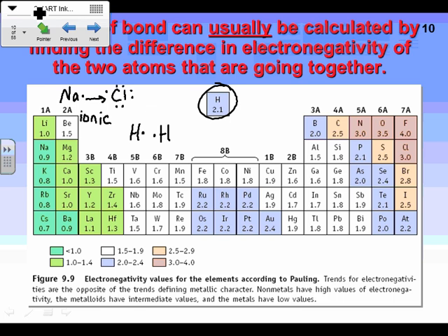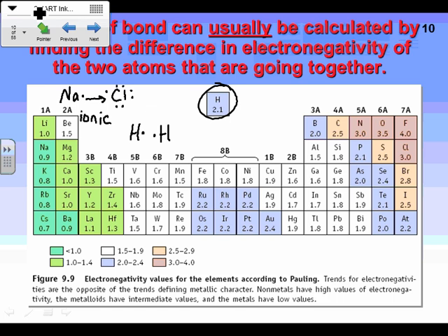And helium's not on this periodic table because its electronegativity doesn't matter. Actually, none of the noble gases are on here, because, we'll talk about what electronegativity is in a second, they don't really have electronegativity.